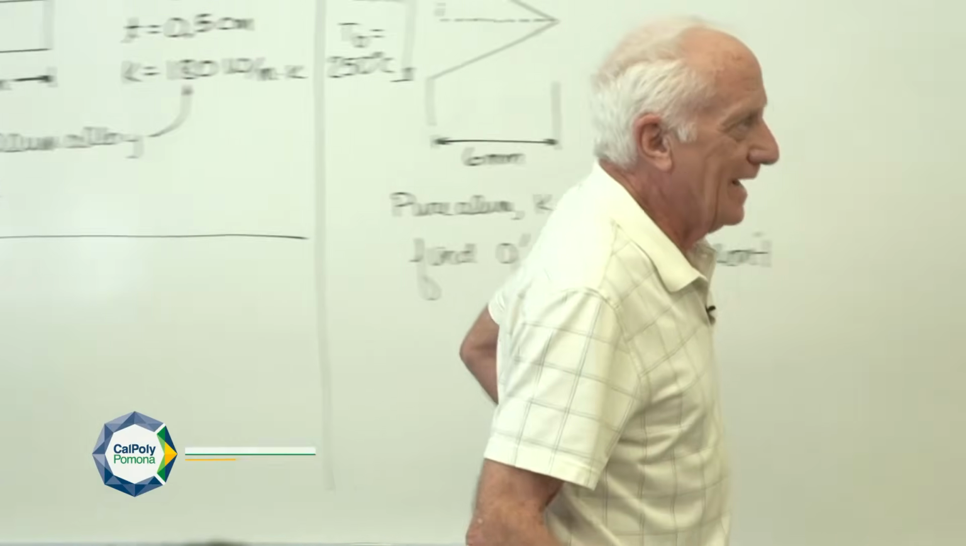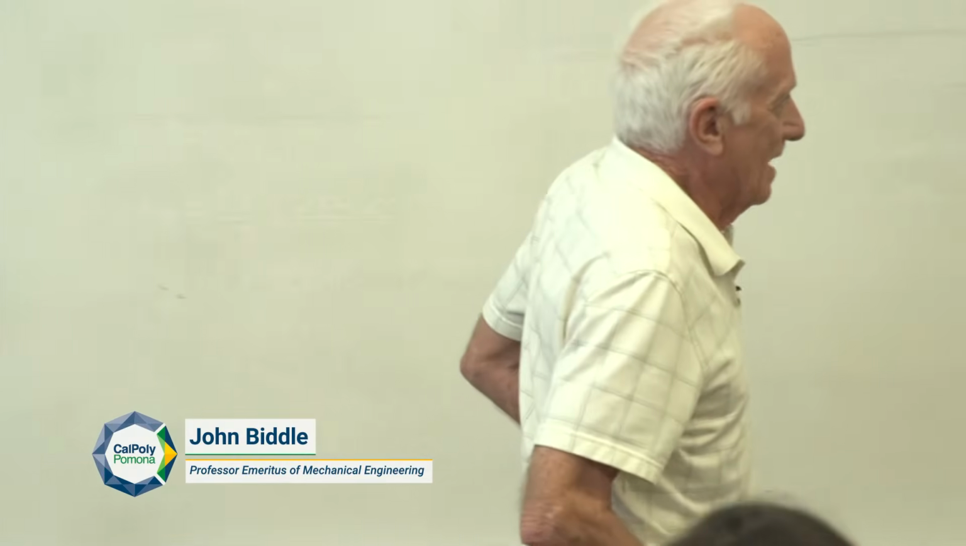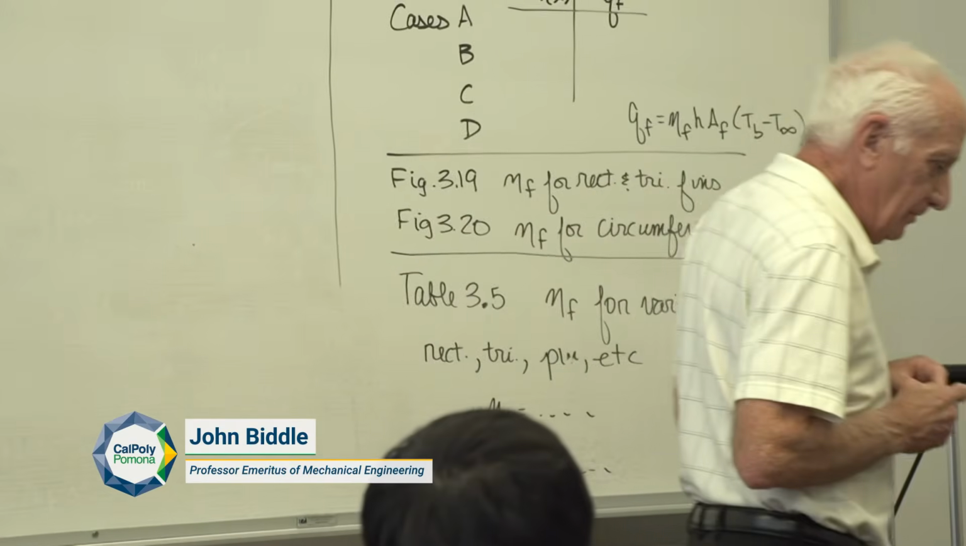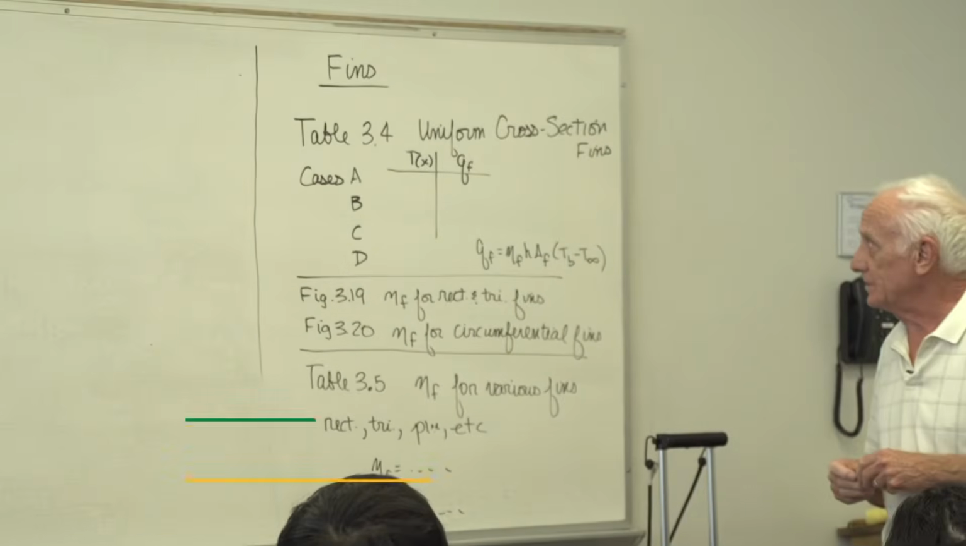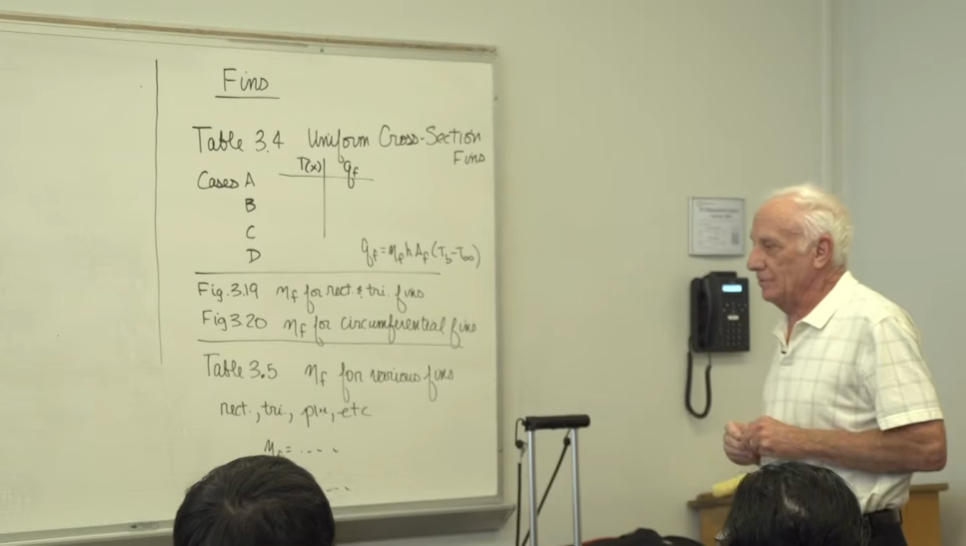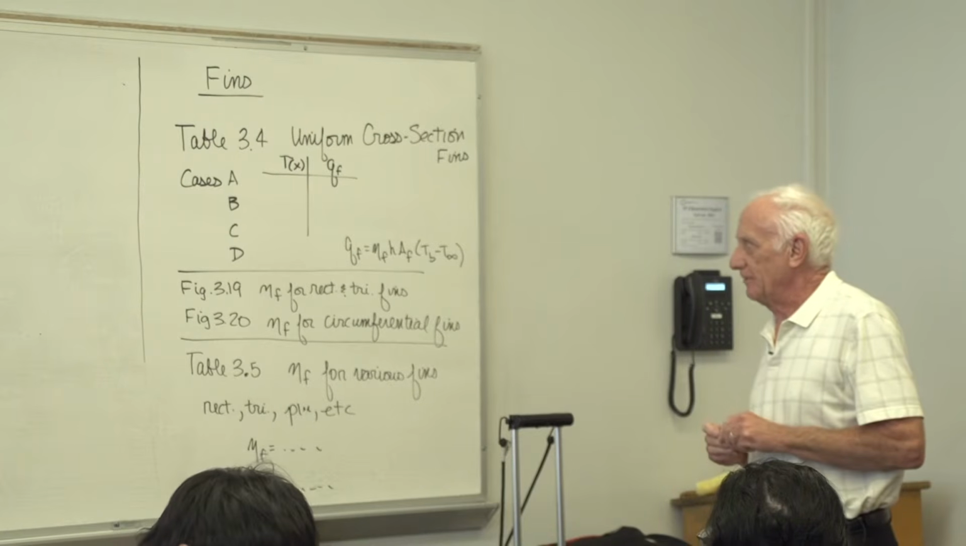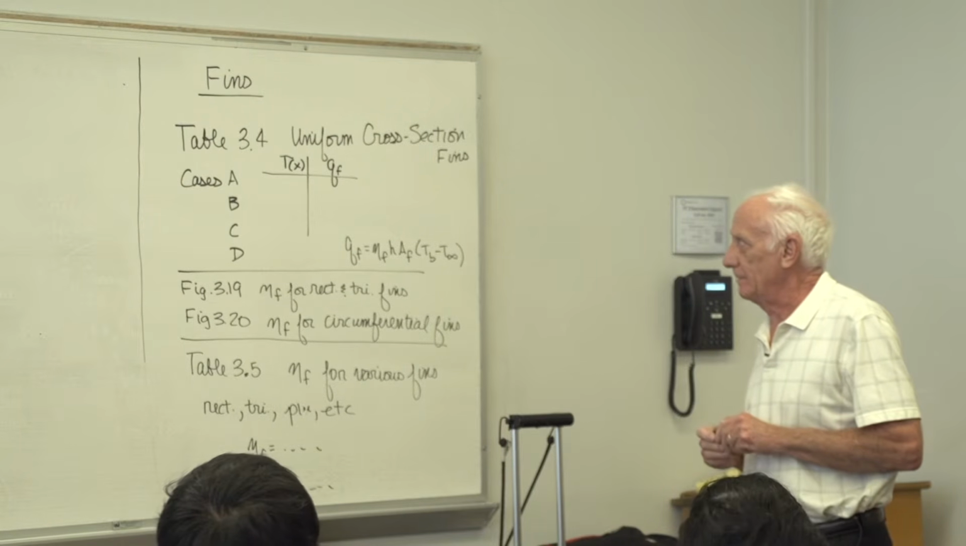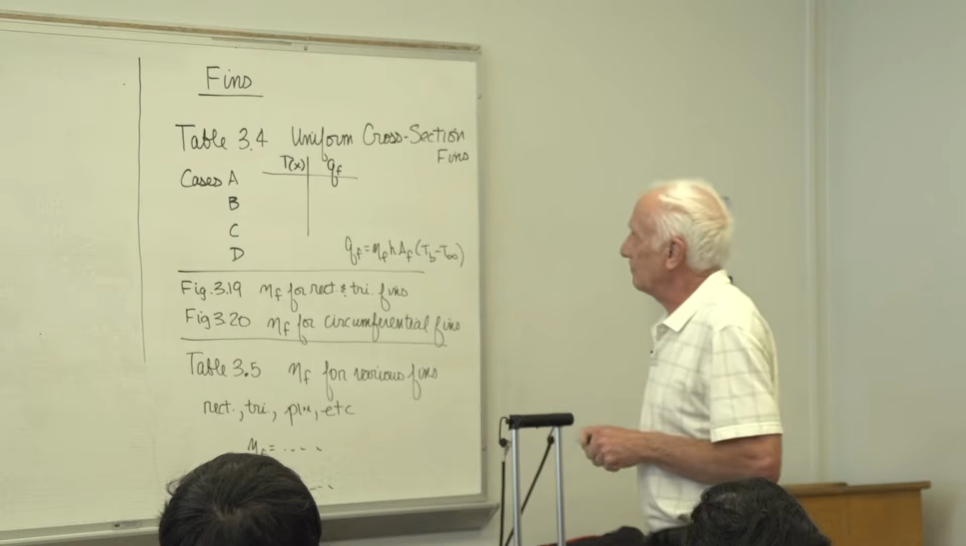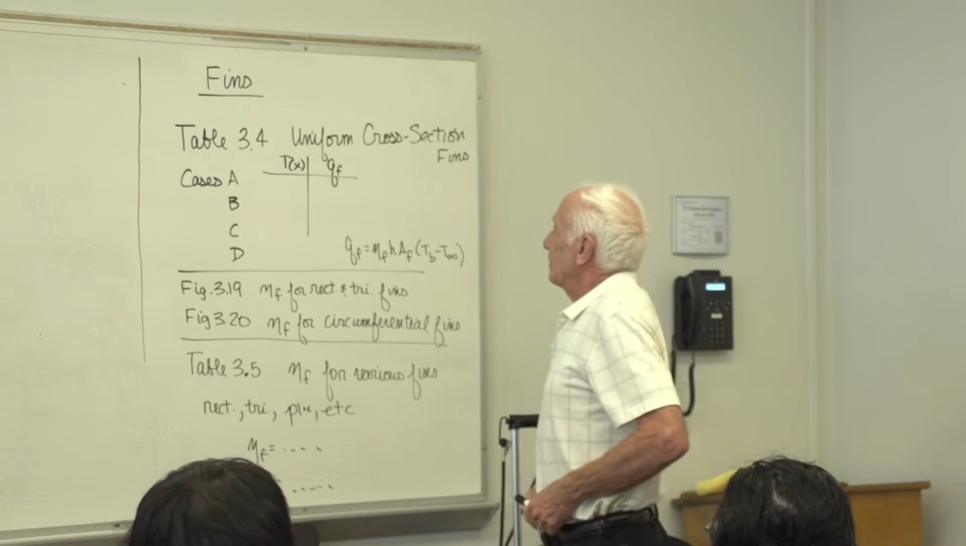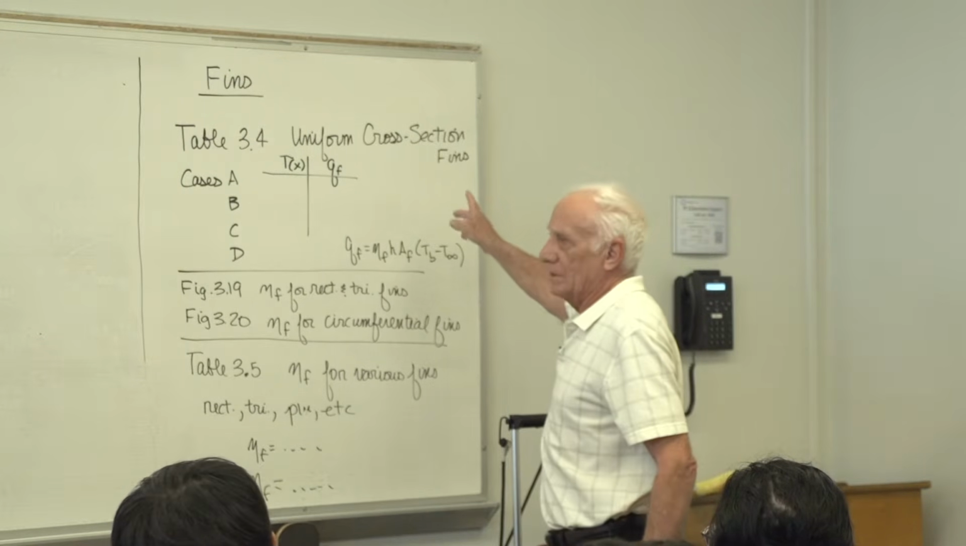Catch up since last Friday. On the right-hand side of the board is a review of where we left off in Chapter 3. We're discussing fin surfaces, and so far we have two possibilities to find the heat lost by a fin or the fin efficiency. First of all, Table 3.4 is strictly for fins of uniform cross-section.